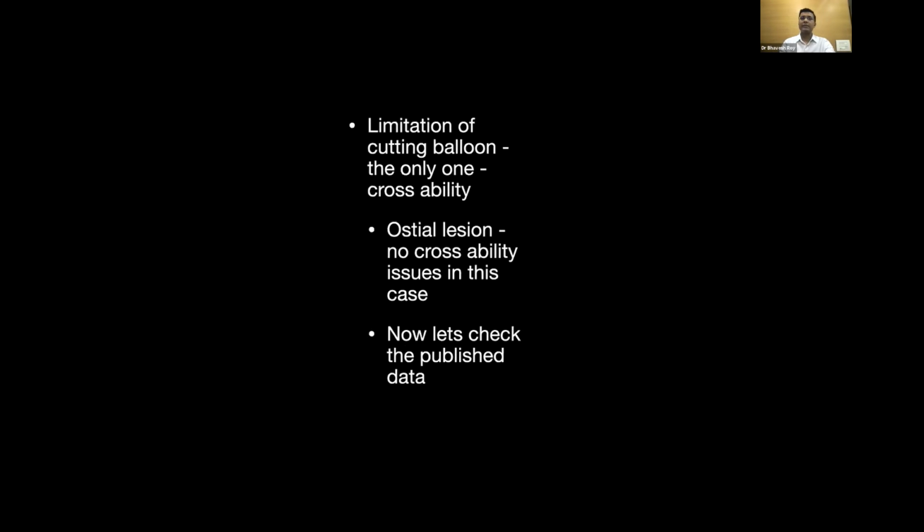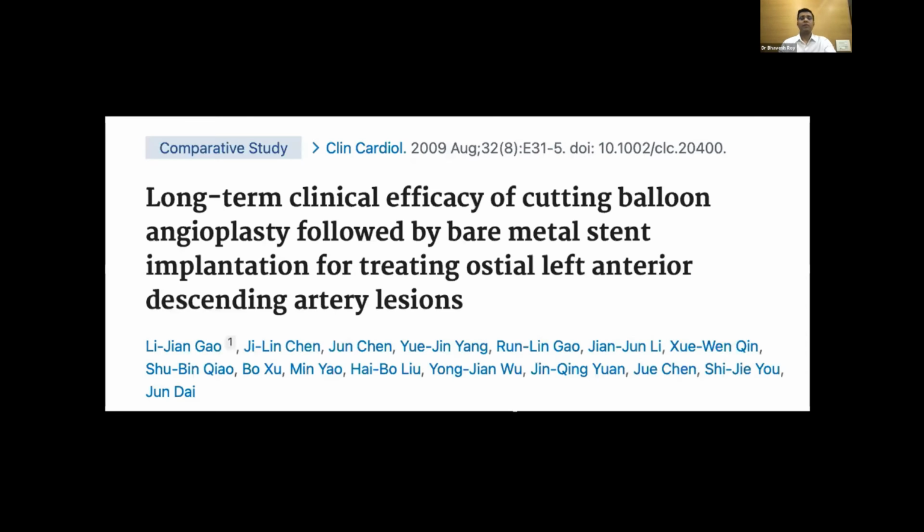The limitation of the cutting balloon so far is, number one, the crossability. Its crossing profile is definitely larger than the mini balloon or the OPN NC balloon. But remember, our case is an ostial lesion, and I don't find any crossability issue in this particular case. So it nullifies the disadvantage in this case. Now coming to the data, I searched for the OPN NC or any other high pressure balloon, and I could not find any randomized trial. Definitely that is not there. Against the cutting balloon, against the scoring balloon, or even the semi-compliant balloon, we have one data set which I will come to on that slide.